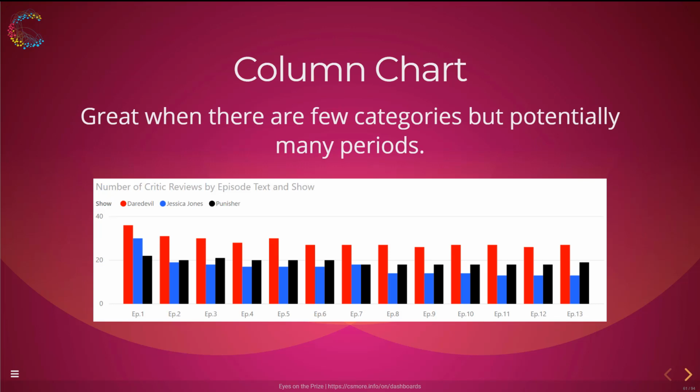Column charts are really good when you have a few categories, but several periods. So you have periodic data and a few categories. Here I've got 3 Marvel Netflix shows, Daredevil, Jessica Jones, and Punisher. This was season 1 of each of the shows, and this is the number of critic reviews by episode. So we can see a trend in those 3, where all of them go down after the beginning, but then some of them stay more stable than others. So I can tell a story about what's happening with critic reviews during this time frame.